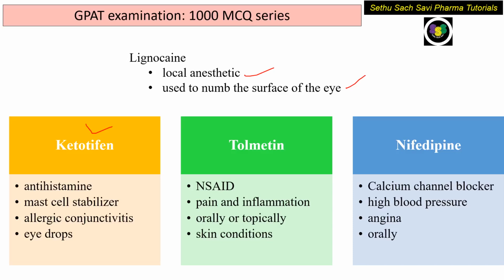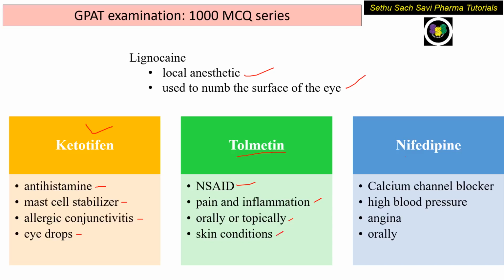Okay, coming to the other option, ketotifen. Ketotifen is an antihistamine. Antihistamine means it will be mainly used for allergic reactions. It is a mast cell stabilizer. Okay, it is used for allergic conjunctivitis and these are administered as eye drops. Okay, coming to tolmetin. Tolmetin is an NSAID. NSAIDs are used for pain and inflammation. These are applied topically as well as orally. Now, these are mainly used for skin conditions or skin inflammation and pain.